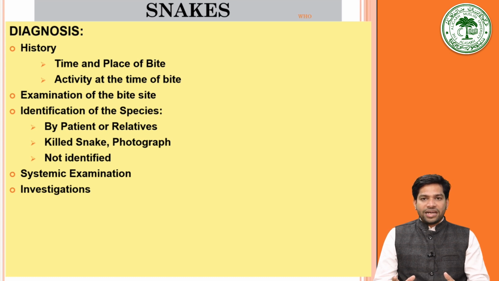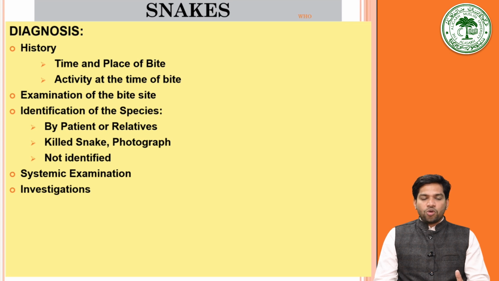Then importantly, as we already discussed, you should not rely on the relatives' or the patient's statement. You should always ask the patient to wait in the waiting area and observe for changes or symptoms of envenomation. If there is envenomation, you should start the treatment accordingly.